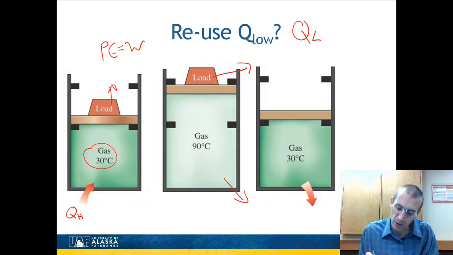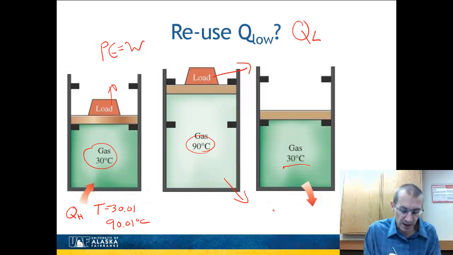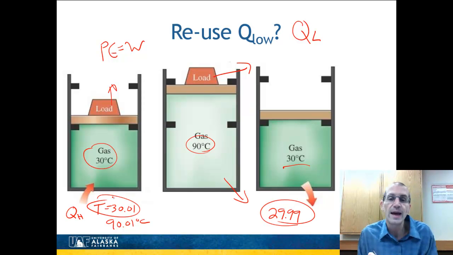In this example, we're seeing the gas starts off at 30 degrees. And so that means the temperature of the source down here needs to be like 30.01 or greater. In fact, if it heats up to 90, it's going to have to be at least 90.01 or greater. Now, in order to get it back down to 30 degrees, I'm going to have to be rejecting this to something that's like 29.99 or colder. Clearly, 29.99, 30.01, I can't use the same reservoir. They can get pretty close, but they never can be the same one. So therefore, my low temperature sink QL always has to be different than my high temperature source QH.